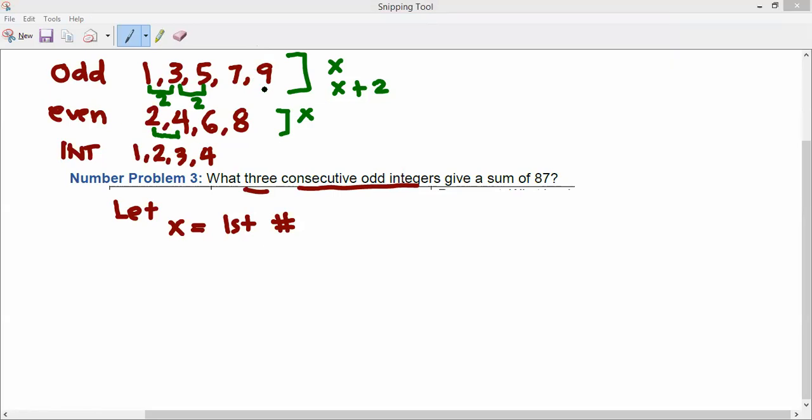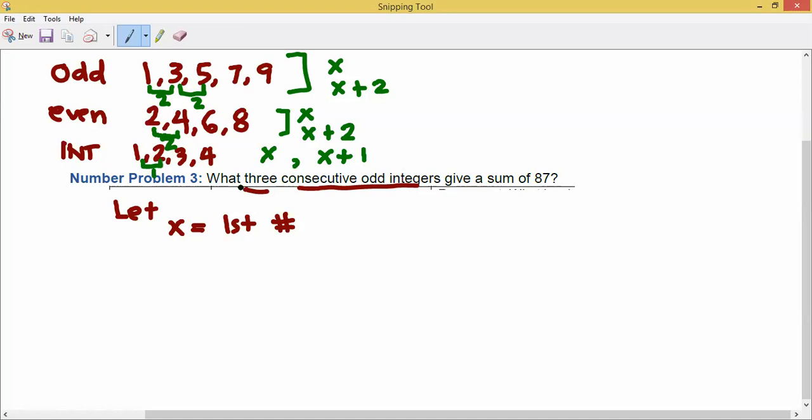Now, for the second one, it will be x and the gap is 2. So in our second one, we have x and then the other is x plus 2. But if we say consecutive integers, the gap is only 1. So if the first is x, the next is x plus 1.